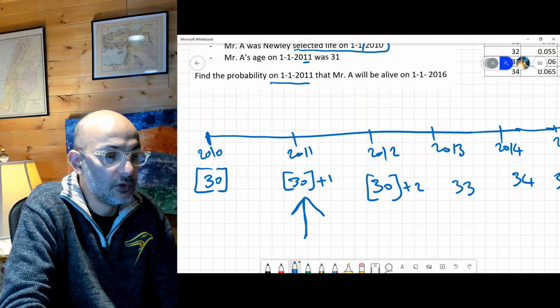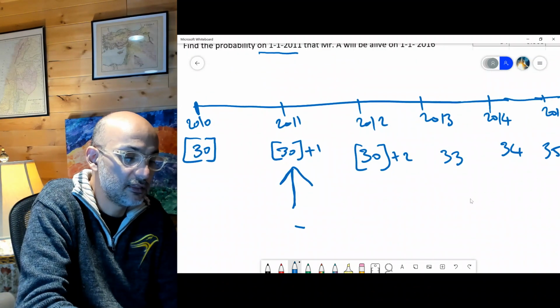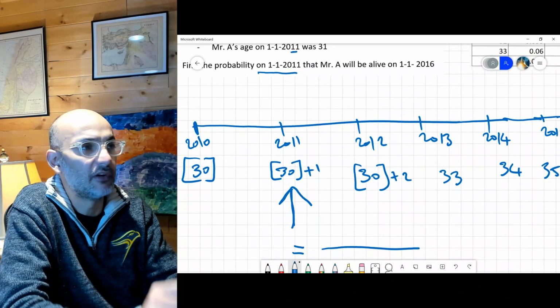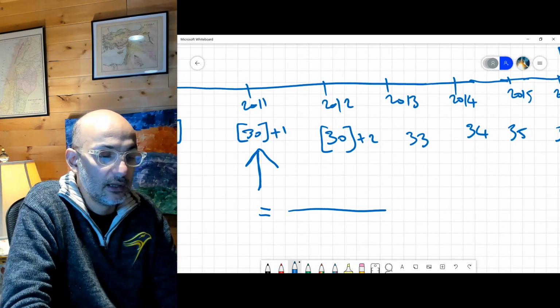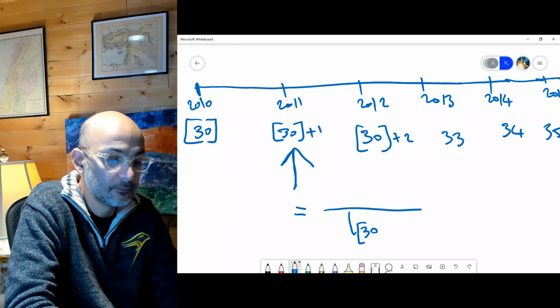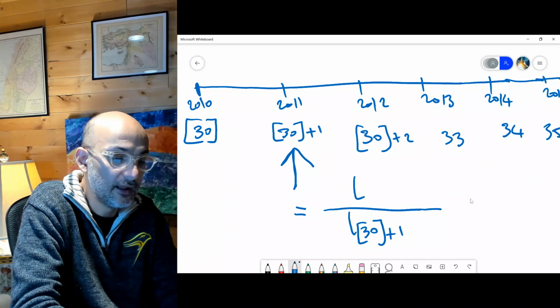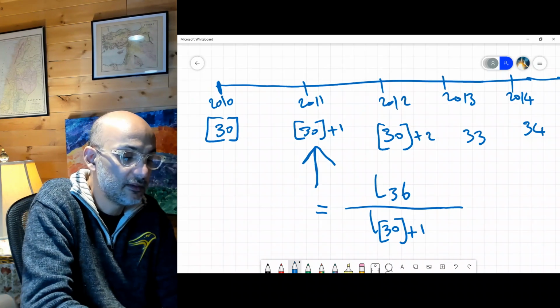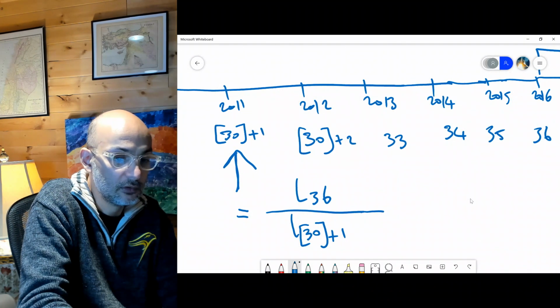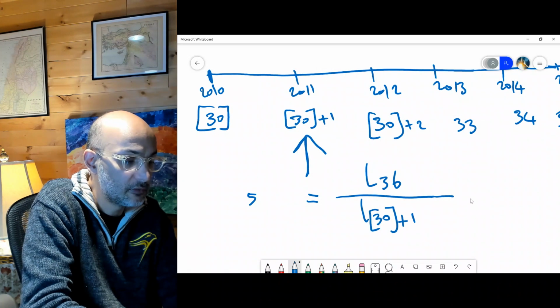So we need the survival. The best way to calculate this probability, because it's survival, is to take a cohort and see the cohort at 30 plus 1, and then see the cohort at 36. And this, by the way, it's 1, 2, 3, 4, 5. So this 5, if you wanted to write it, P 30 plus 1.